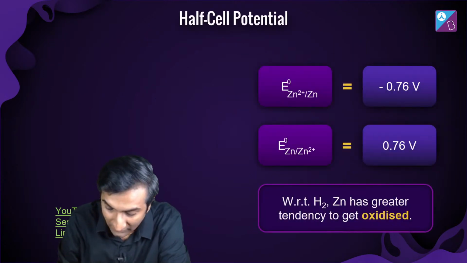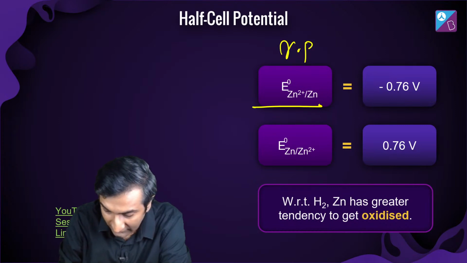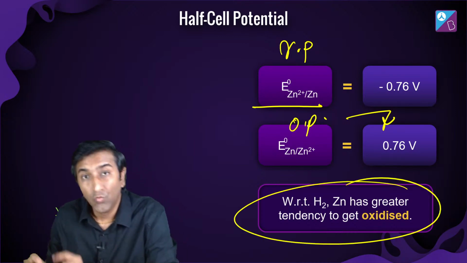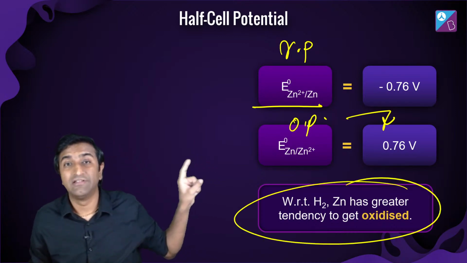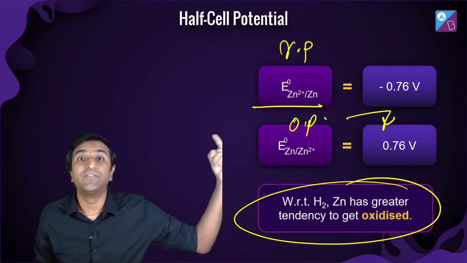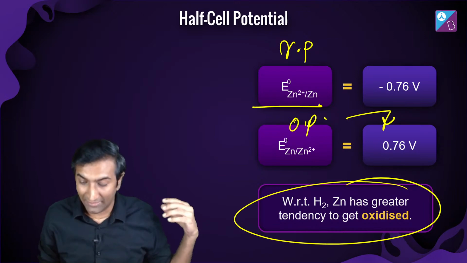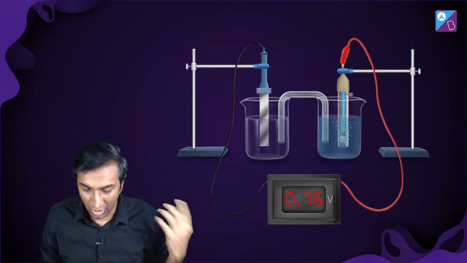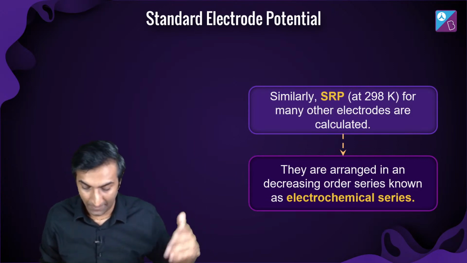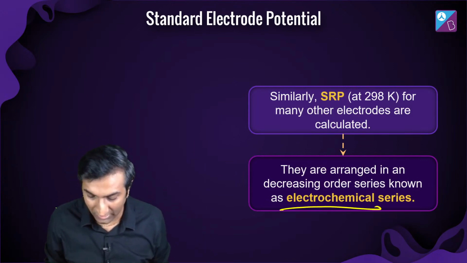Now, using this, the reduction potential is negative 0.76, oxidation potential is positive 0.76. That's it. So, with respect to hydrogen, the gas, zinc has a potential of being oxidized. In the same way I cover a lot of things. I take a lot of elements and say, okay, let's compare all of them, and we arrange them in this series called an electrochemical series.